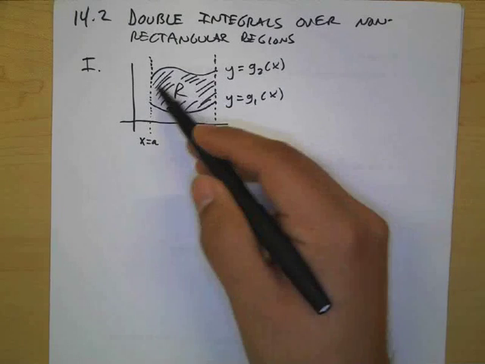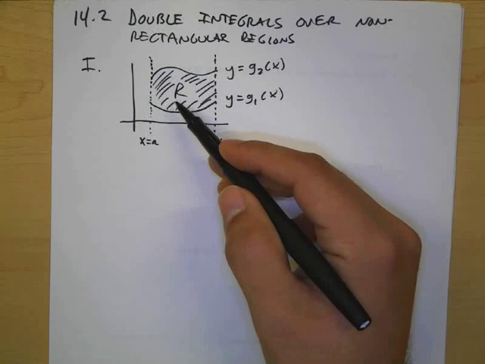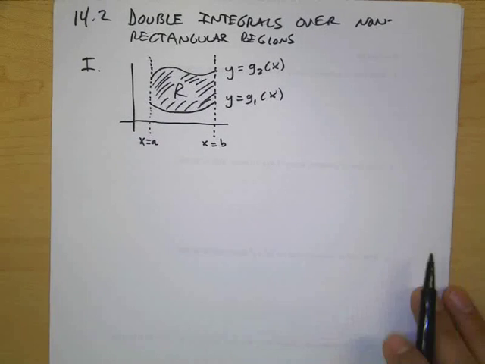But we're not finding this area. Remember, we're just trying to define the region so that we can find the volume above this region R.